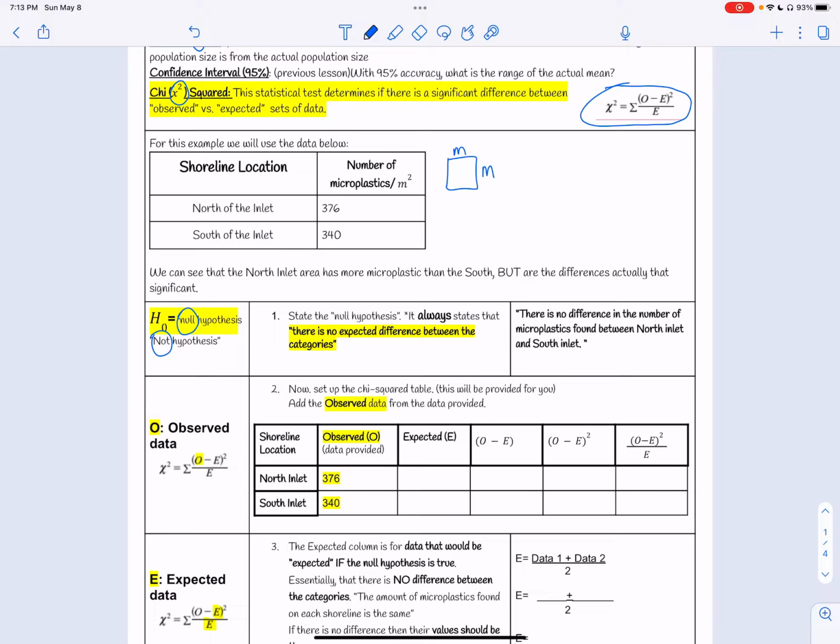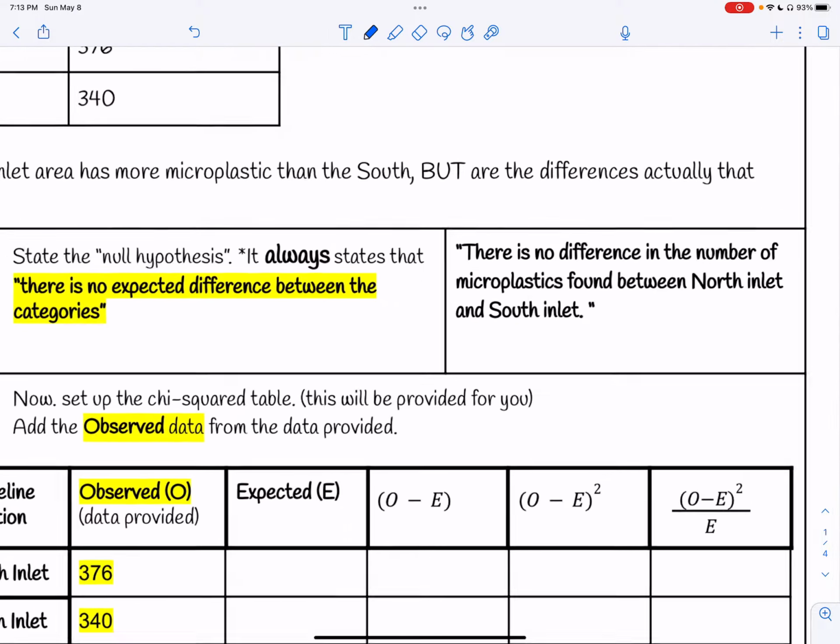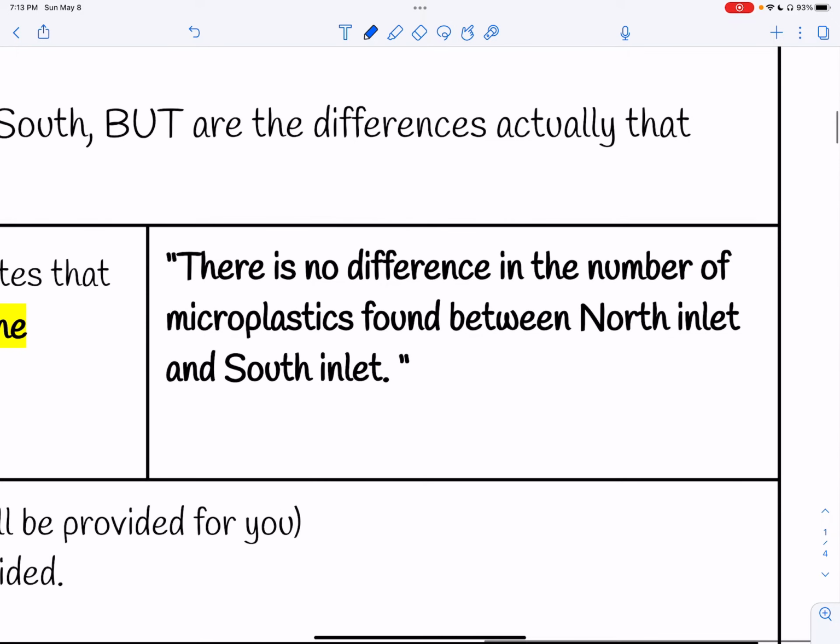And so what we're looking at is location. So north of the inlet and then south of the inlet. So our null hypothesis is going to say, for this specifically, there is no difference in the number of microplastics found between the north inlet and the south inlet. That is the null or the not hypothesis.